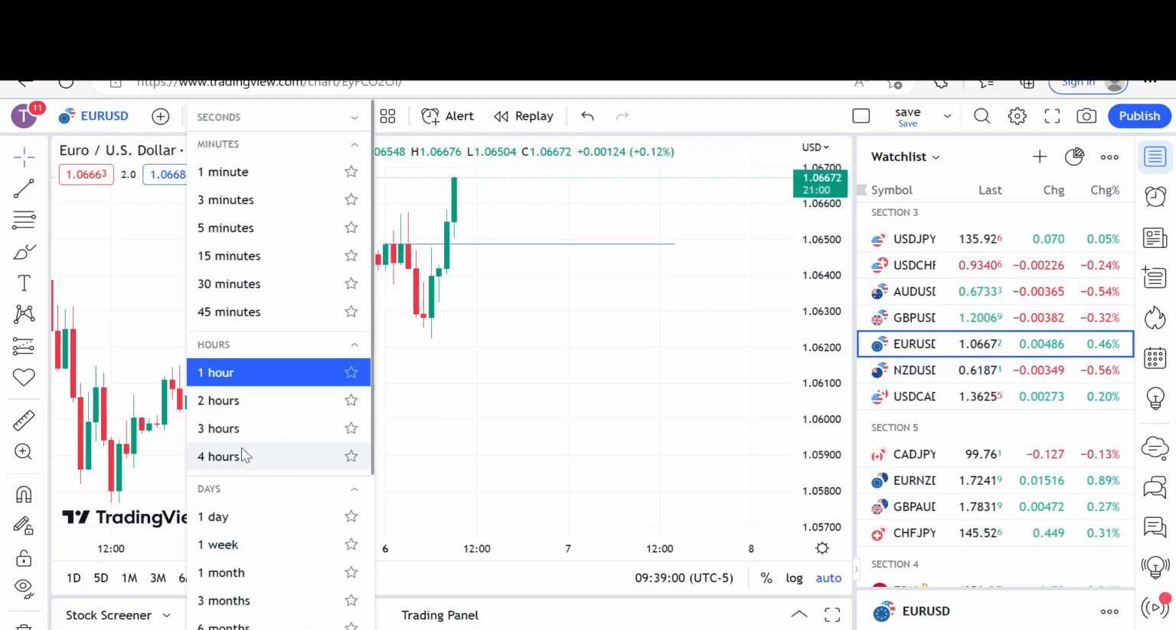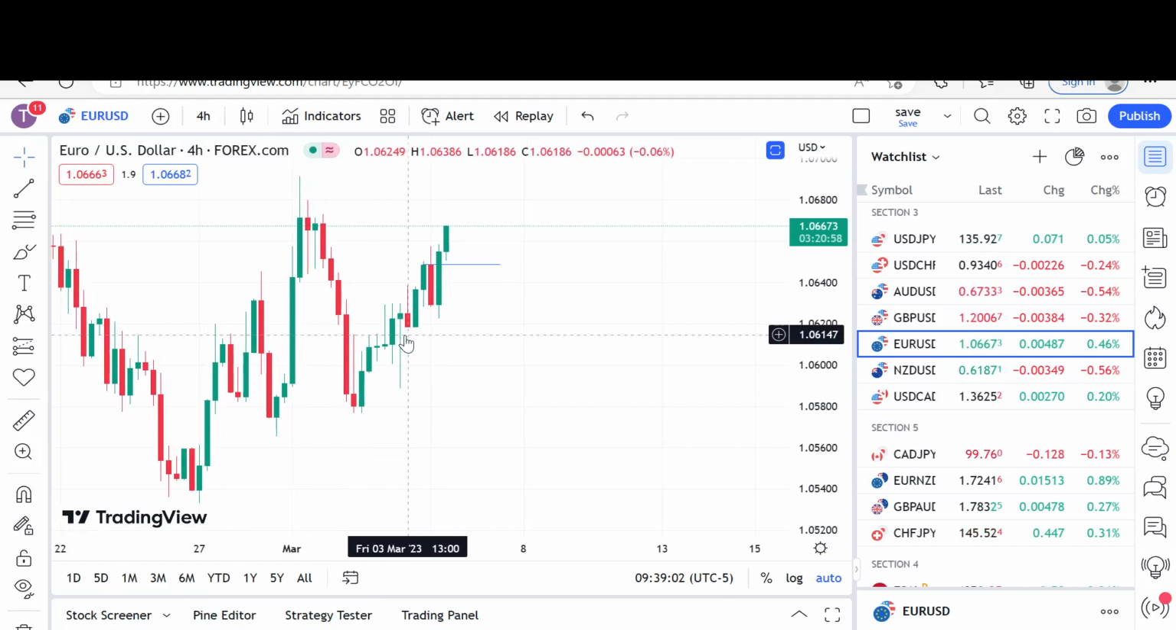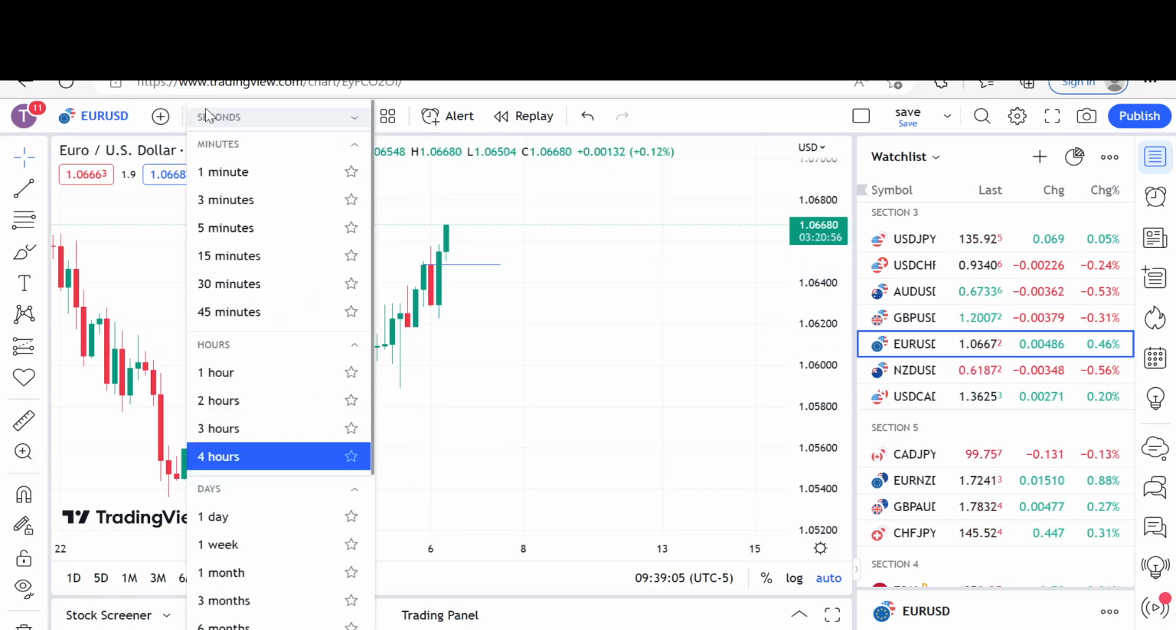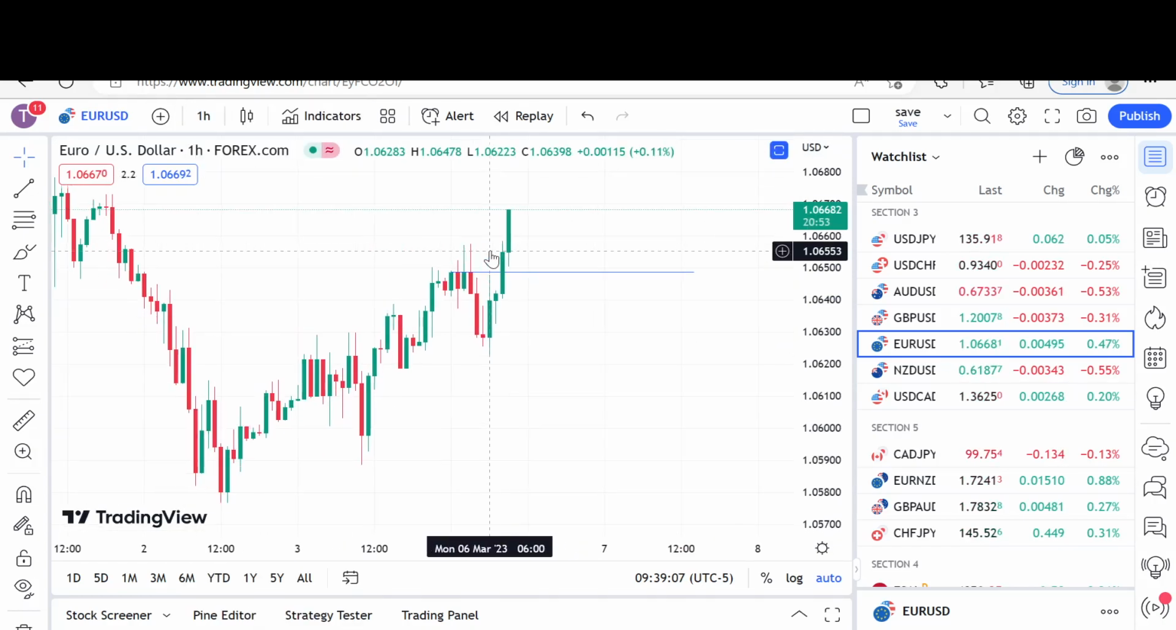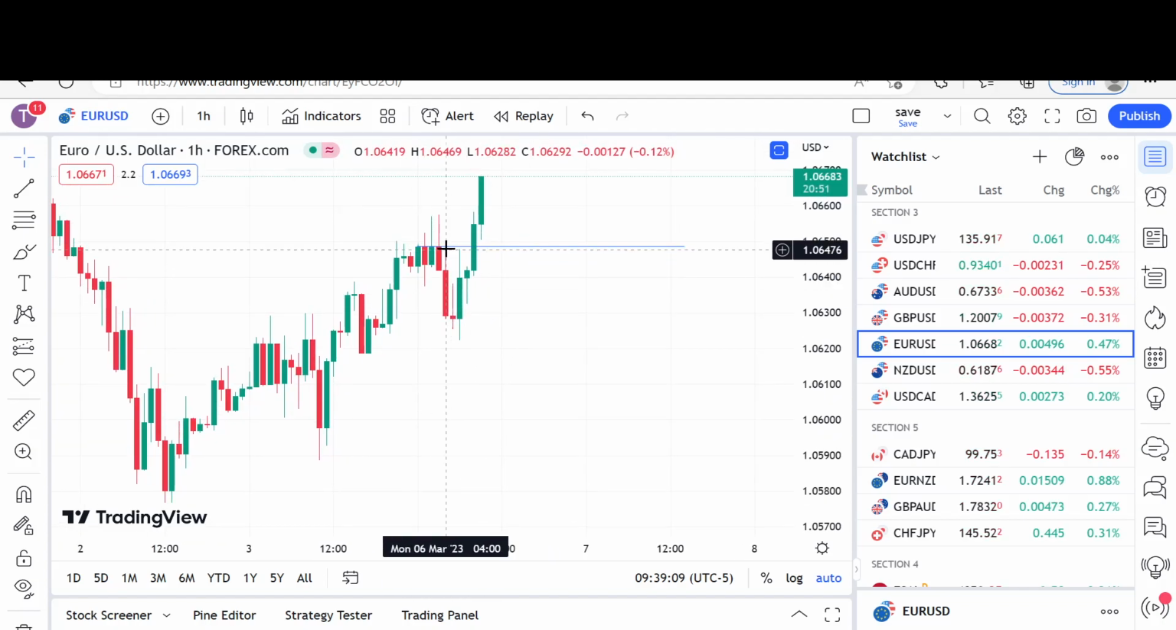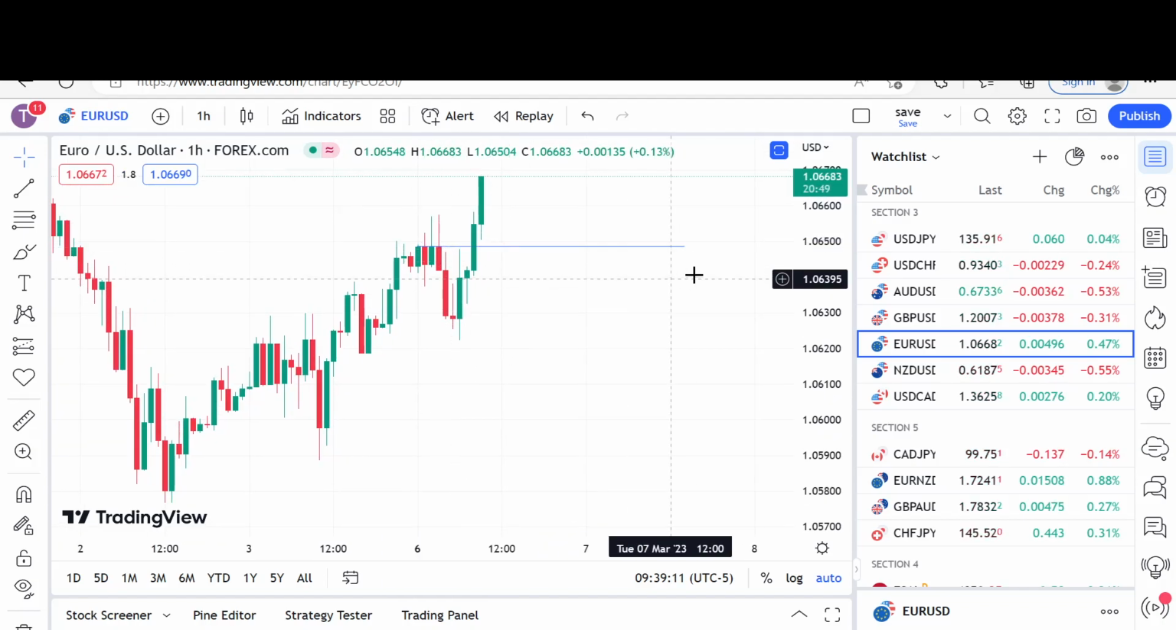There's not really anything interesting on the larger time frame, which would have been much better. We got that 4 hour, but yeah, that's where you need to keep your focus on Euro USD for a possible buy.